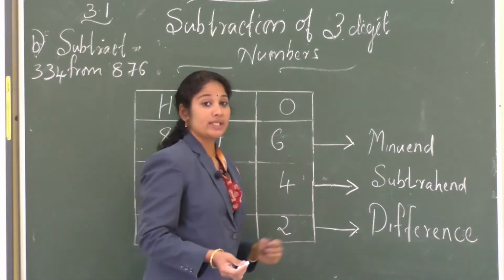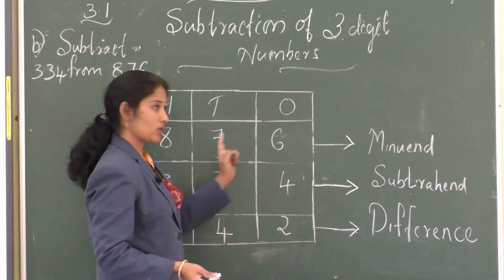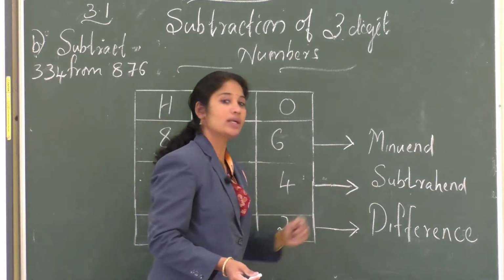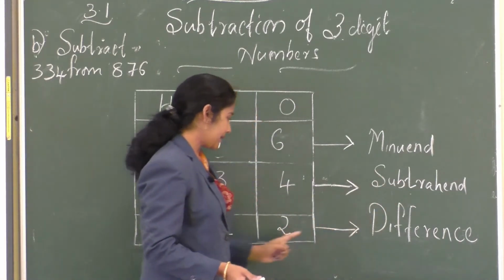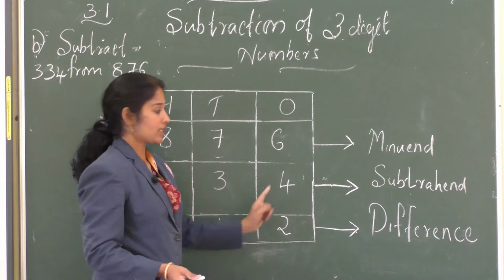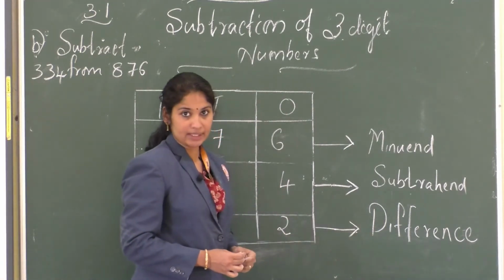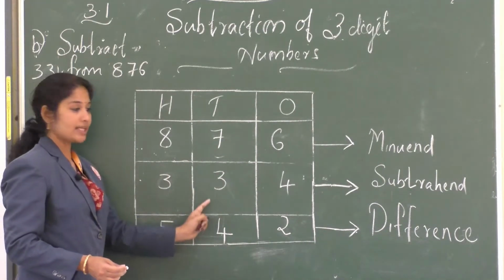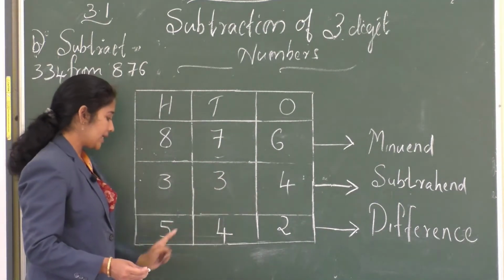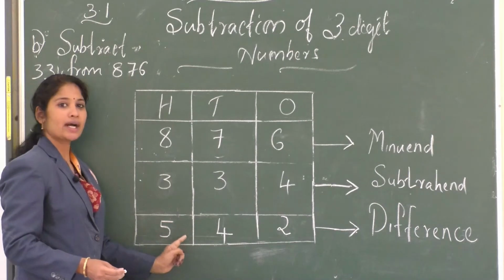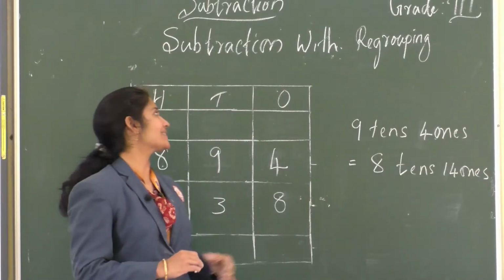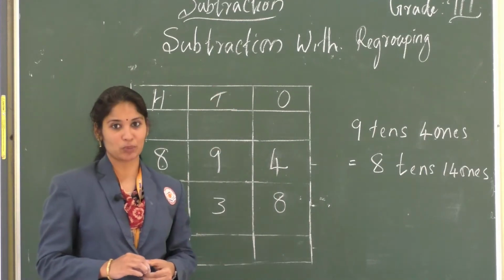What is minuend? The bigger number is called minuend. The number to be subtracted is called subtrahend, and the answer of subtraction is called difference. Thus, 876 minus 334 is equal to 542.